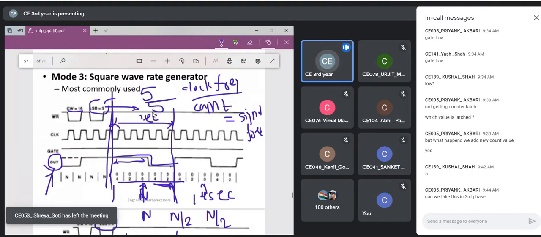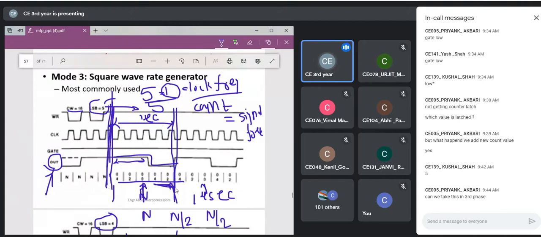That means what will be my signal frequency? That will be 1. What is the meaning of that? In 1 second, I must have 1 pulse. And if you see this 1 second period, I am having just 1 pulse. Okay, so this is the equation that will help you.